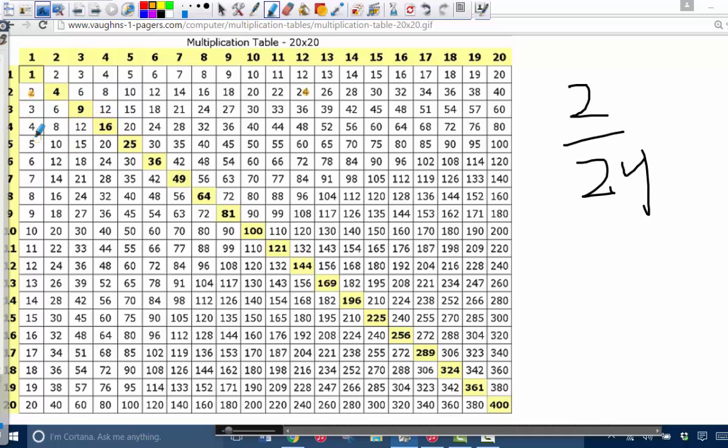There's no 2 here, so that's not it. There's no 2 in this row. There's no 2 in this row. And if you realize it, you're no longer going to hit 2's. So this is your only answer. So 2 and 24 will be reduced by 2. 2 will go in itself 1 time. 2 goes into 24 12 times. So I just reduced this to 1 over 12.